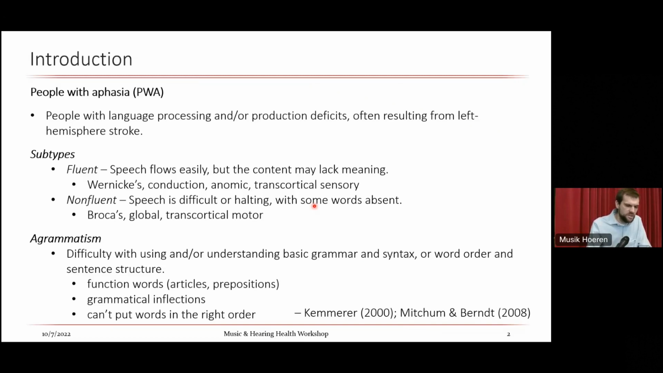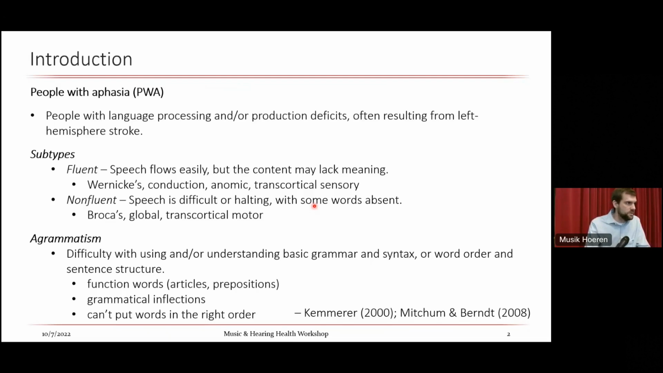It admits a wide range of subtypes associated with both the location of the stroke, or where the stroke impacts the brain, and also the cognitive and behavioral deficits that manifest. Typically, speech-language pathologists divide the various aphasia subtypes into two categories, fluent and non-fluent. In the fluent subtypes, speech flows quite easily, but the content can often lack meaning. Sometimes it can sound like gibberish to a neurotypical. In the non-fluent subtypes, speech is difficult or halting, and sometimes the words can be absent.